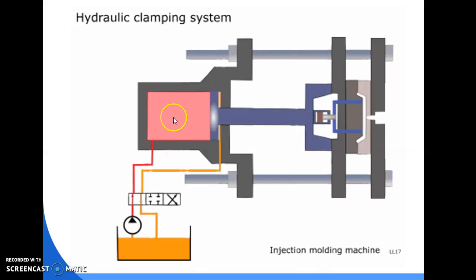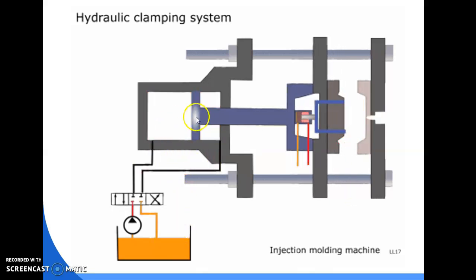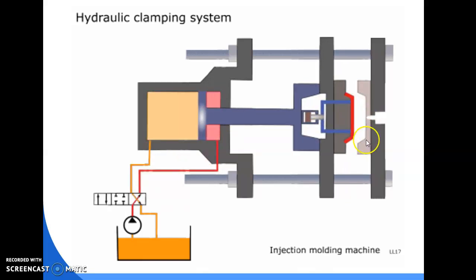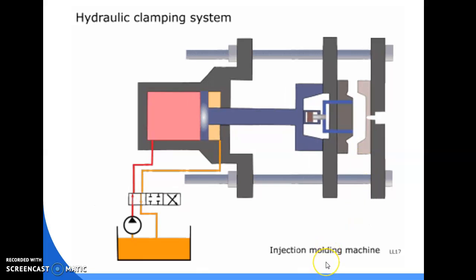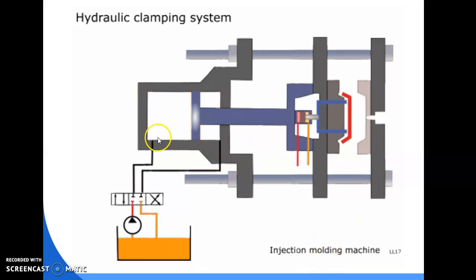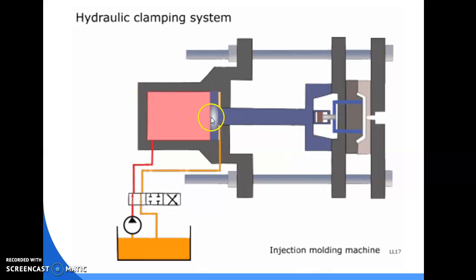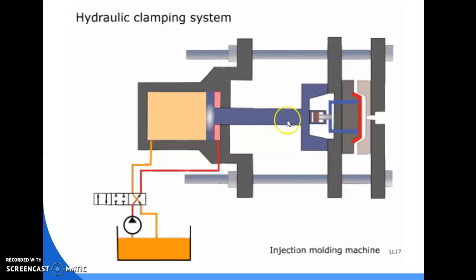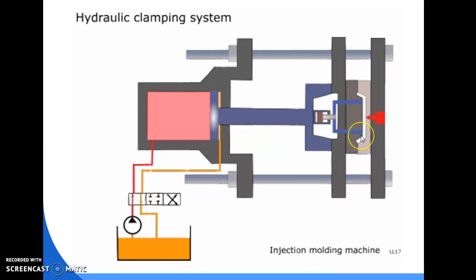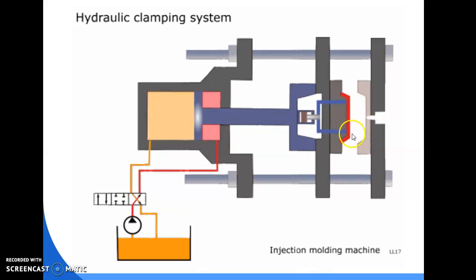This is your accumulator. We have seen that the accumulator applies the force while the molding action takes place. This is the cylinder. Inside the cylinder there is a piston. The piston is moving in the forward direction. Now the red color billet, this is a metal billet.